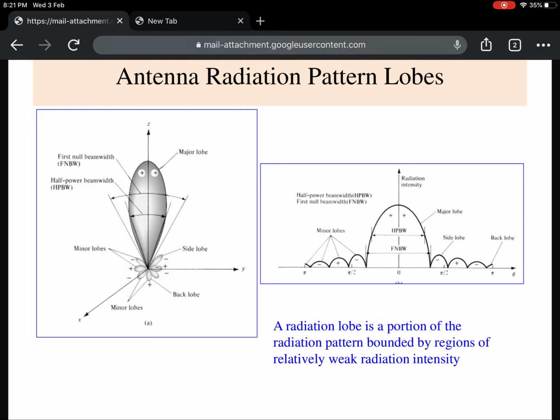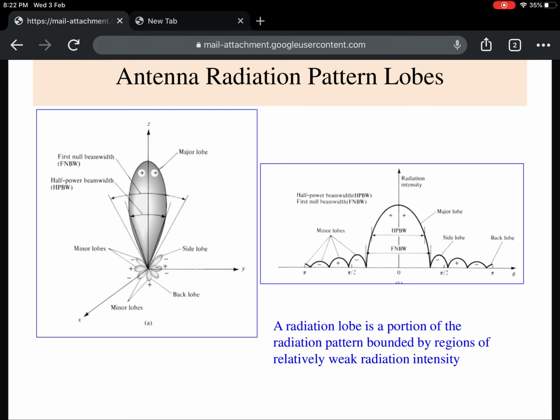Like I can say here first side lobe, second side lobe, third side lobe, like that. And the back lobe is the lobe which is carrying power in just the opposite direction, 180 degrees opposite of the major lobe. And you can see that the major lobe is bounded between two beam width points called the first null beam width. First null means this is the first null that the antenna is seeing. Null means the low intensity zone, the weak intensity zone where the radiation is 0.